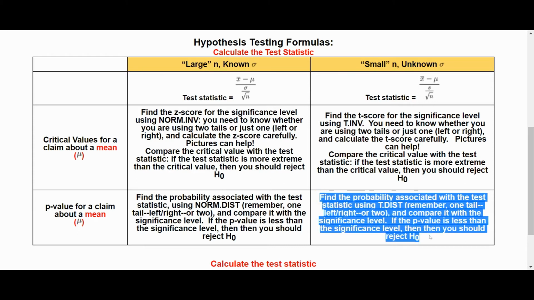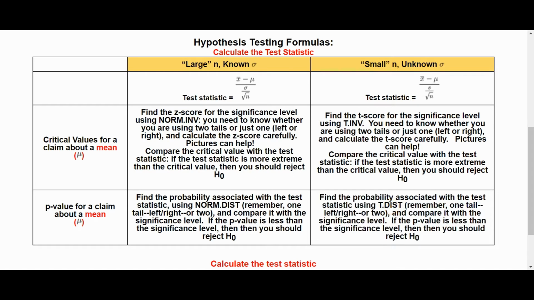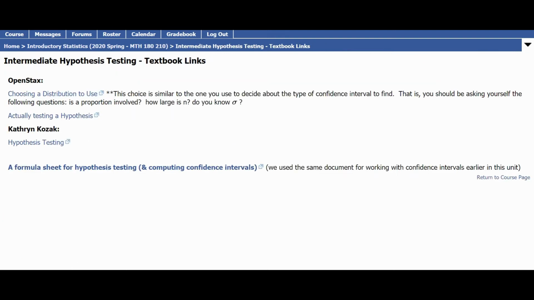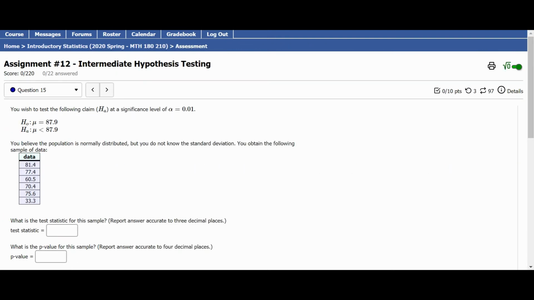Now, typically in statistics, we use the p-value method for conducting a hypothesis test. So I'm going to show you how to use the t-distribution in order to conduct a hypothesis test, and I'm going to do it using an exercise from assignment number 12. So this is like item number 15.